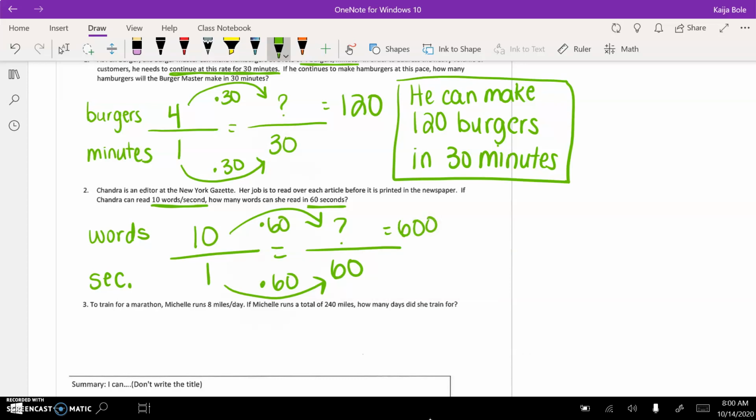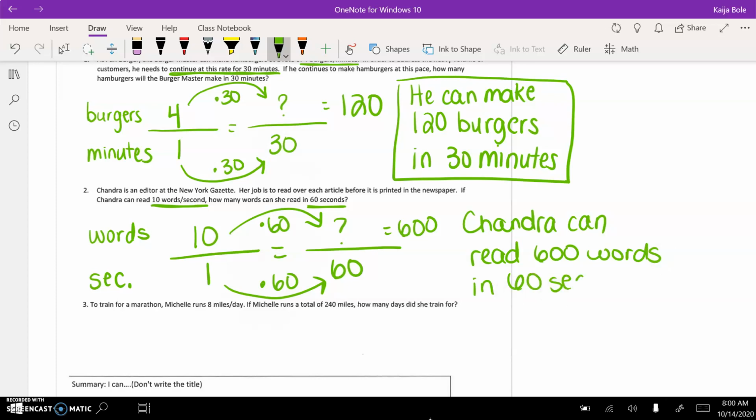So we would say Chandra can read 600 words in 60 seconds. Now, I'm not sure how accurate that is. That's more like skimming to me. But if she's an editor, she's just trying to look for big mistakes, big spelling errors or punctuation errors.